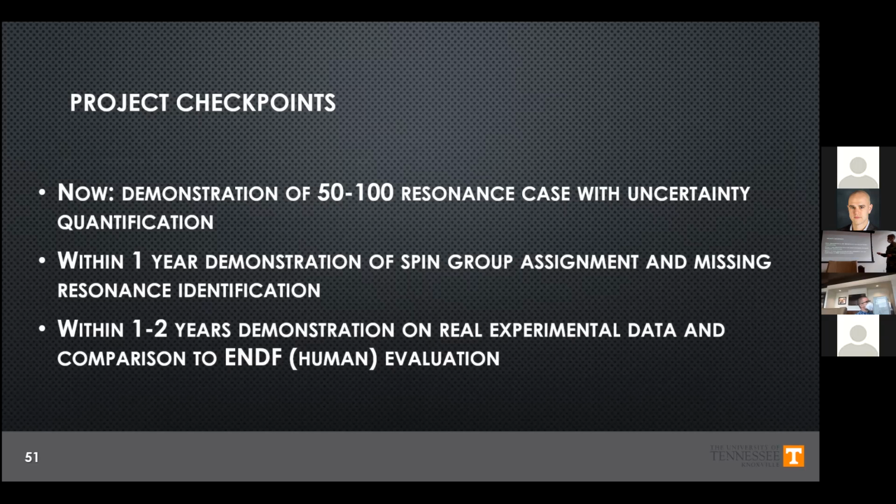But the one key thing with doing multiple spin groups is now those resonances from different spin groups all fall on top of each other. There are going to be more and more of these clusters of resonances happening as we deal with more spin groups. And then within 1 to 2 years, we want to demonstrate that, cool, we can do all this training on synthetic data, but how does it actually perform on that real experimental data?